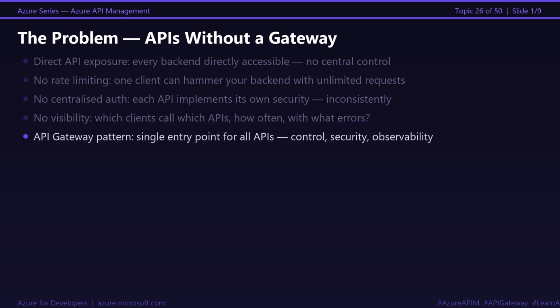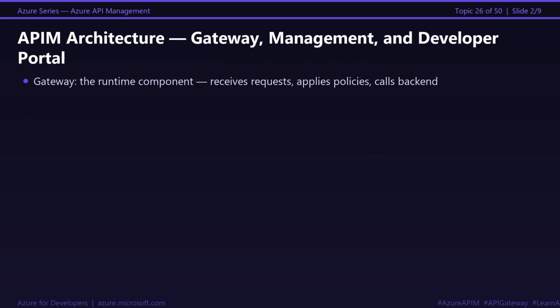APIM has 3 components worth understanding. The gateway is what your API clients actually call. It receives requests, applies your configured policies, calls the backend, and returns the response. This is the runtime. This is what handles traffic at scale. The management plane is how you configure everything. In the Azure portal, you define your APIs, set policies, create products, manage users. Everything you configure here is pushed to the gateway.